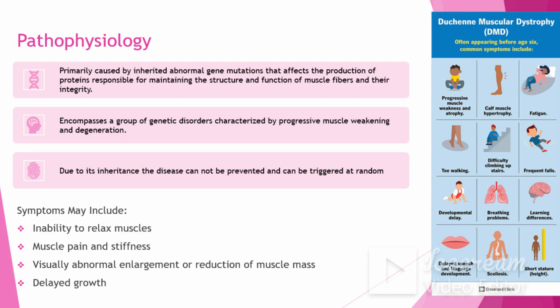It encompasses a group of genetic disorders characterized by progressive muscle degeneration, and because it's mainly inherited, the disease really can't be prevented and can essentially be triggered at random. Any potential symptoms can include the inability to relax muscles, muscle pain and stiffness, visually abnormal enlargement or reduction of muscle mass, as well as delayed muscle growth.